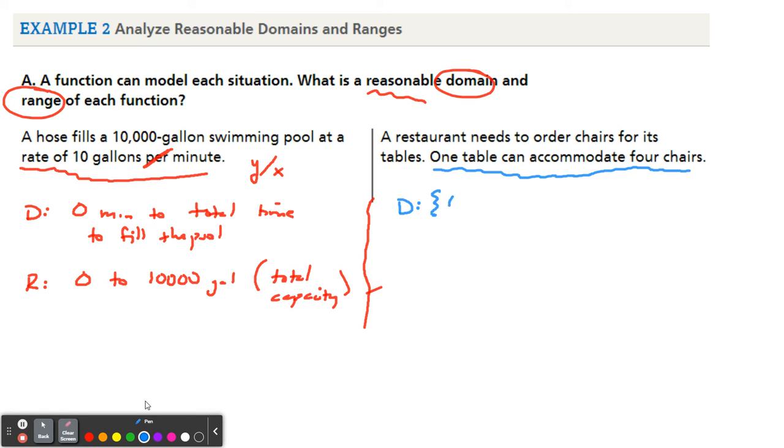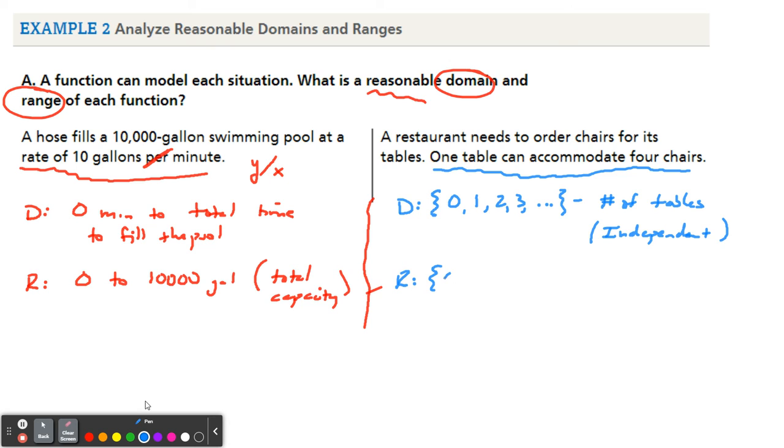And if you have no tables, it's 0. And now you can't have half a table, but you can have then 1 table, 2 tables, 3 tables, and you can keep counting. So it's just these whole numbers, okay? And again, what this represents is the number of tables. And as I just mentioned, this would be what we call our independent variable, because what we're doing is we're choosing how many tables to put out there. Independent variable.